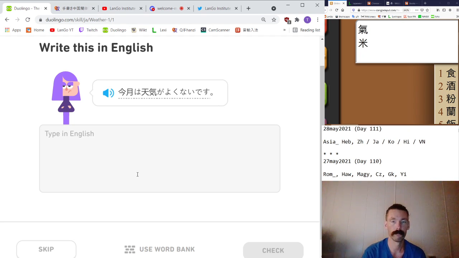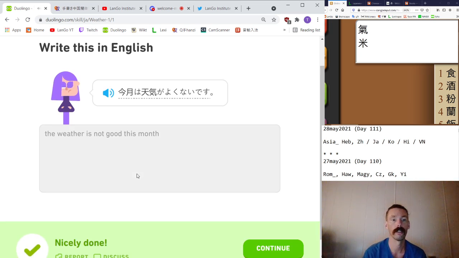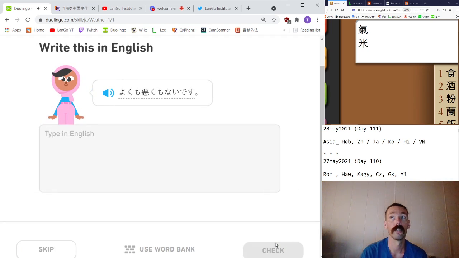What does it mean? It's not kyo wa, it's kyo, the night one. No, it's not a night either. A month. Yeah. This month. Kongetsu. What do you say? Kongetsu wa. Kongetsu wa tenki ga yokunai desu. What does it mean? The weather is not good. Very good. You got it.